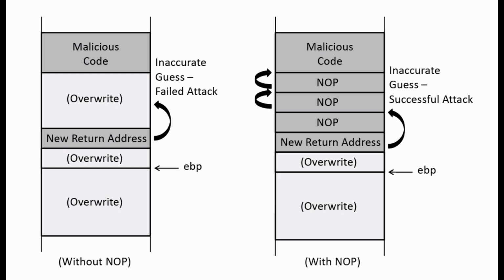Because the no operation instruction does nothing and simply moves execution to the next instruction. This increases the chance that even if the guessed return address is not exact, execution will still reach the malicious code. This approach makes the attack more reliable because the return address can land anywhere in the no operation region and still reach the payload.